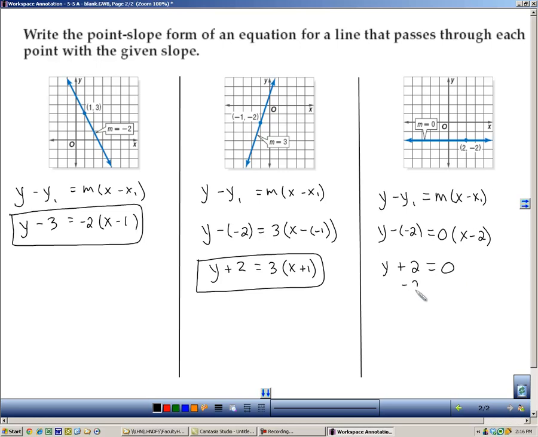And now if I subtract the 2 from both sides, we end up with an equation of y equals -2, which goes back to something we've learned in the past, that horizontal lines that have a slope of 0 are always y equals a number, and in this case it's y equals -2.